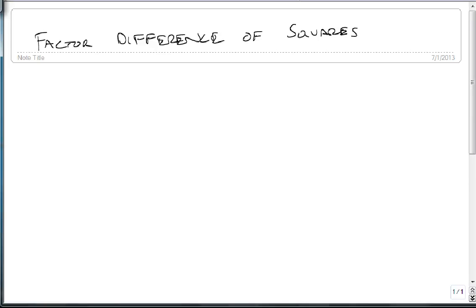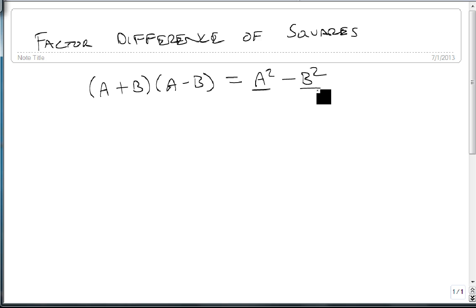We are now going to factor the difference of squares. Remember, our difference of squares formula says if I have a plus b times a minus b, this will always multiply out to a squared minus b squared. So looking for this one is very similar to the one we did before, the perfect square trinomial, but this time we only have two terms, both perfect squares, and always a minus between them. If we have that, then we can use our difference of squares formula.